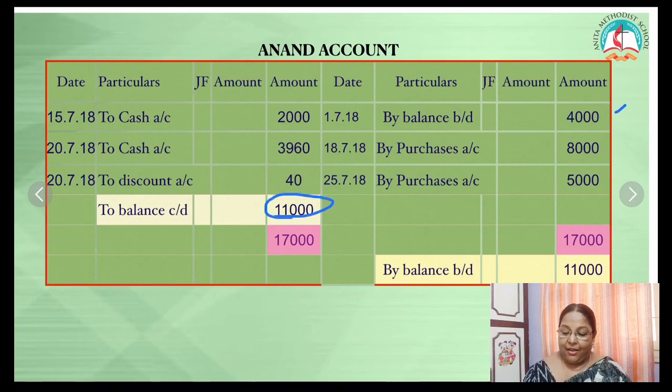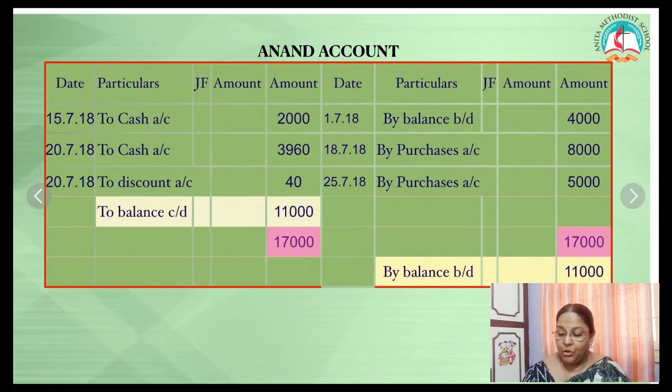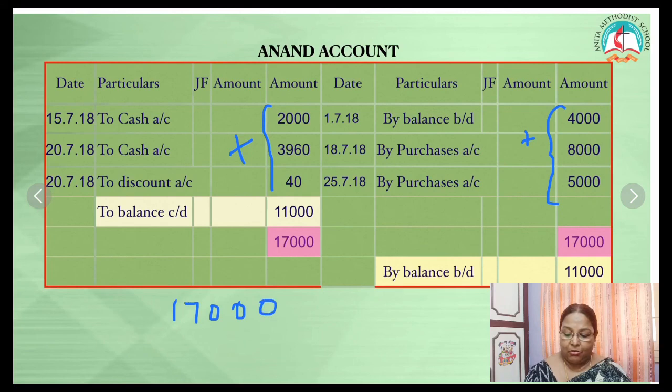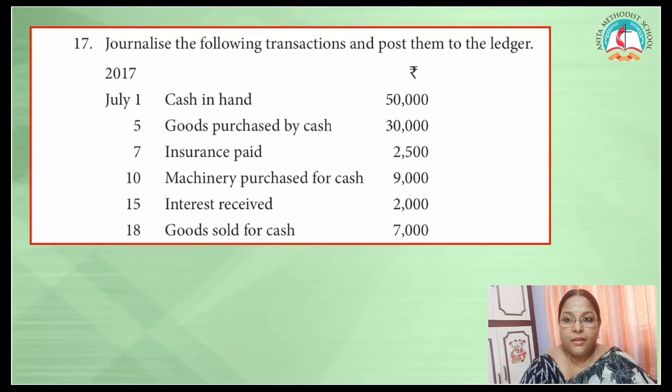Yes. What do you have to do? See which side is heavier. The total of the credit side is 17,000. Now we want the debit side also to be 17,000. So what you have to do? Add this and minus it from 17,000. You get a balance carried down of 11,000. Clear? You're able to understand? Very easy, isn't it?